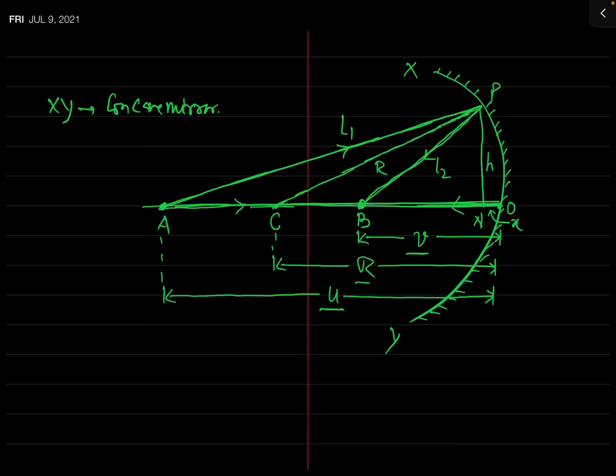Now for the calculation we need some construction, and for that let us draw a perpendicular PN. You can see this figure. This PN is a perpendicular drawn on the principal axis of the mirror from this point P, and I have assumed that this PN is equal to H, and the distance of the foot of this perpendicular from the pole of the mirror, that is ON, is equal to X.